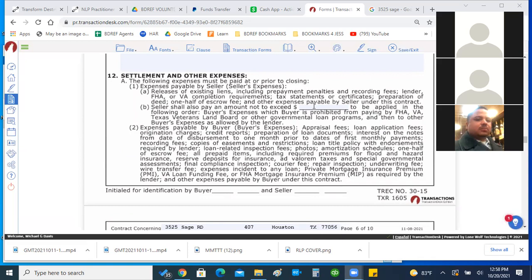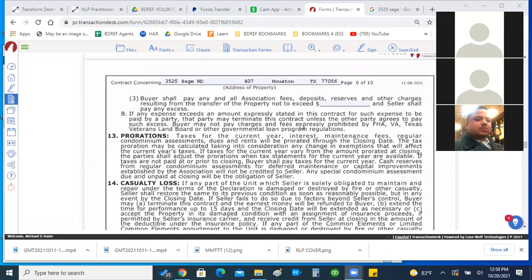So it's always best for the buyer to know that going in, so they're not shocked if the seller comes back and says, we're not giving you any money, or definitely not the amount that you're asking for. All right, but if we do get the seller to agree to a contribution, this is where we will put it in the contract.